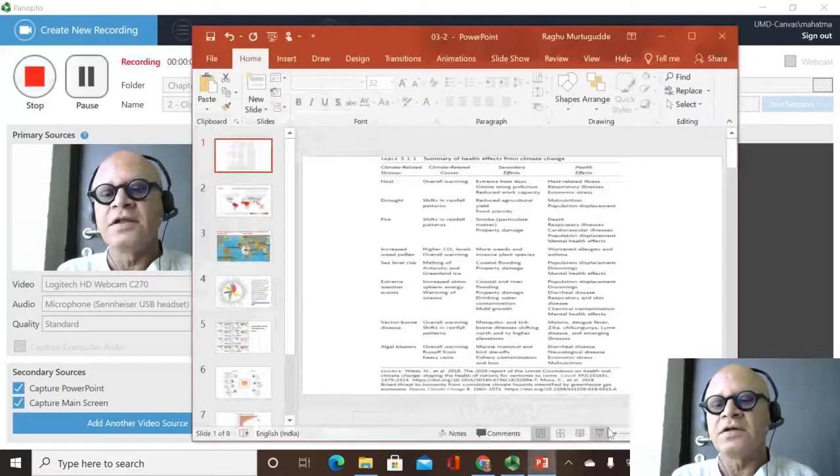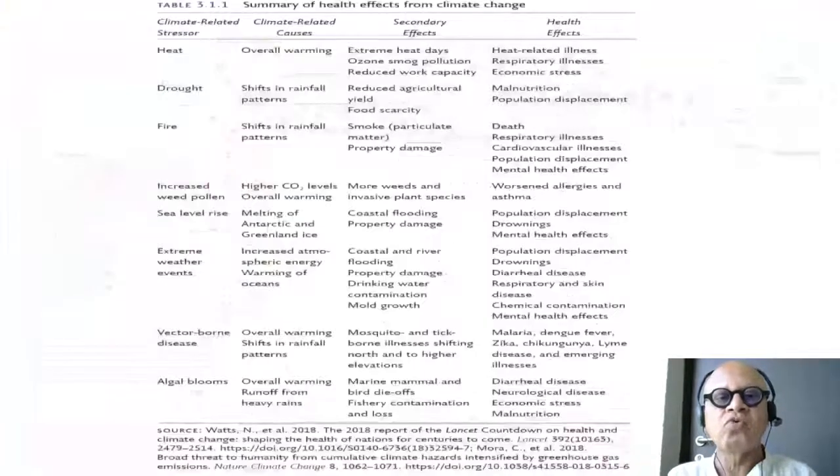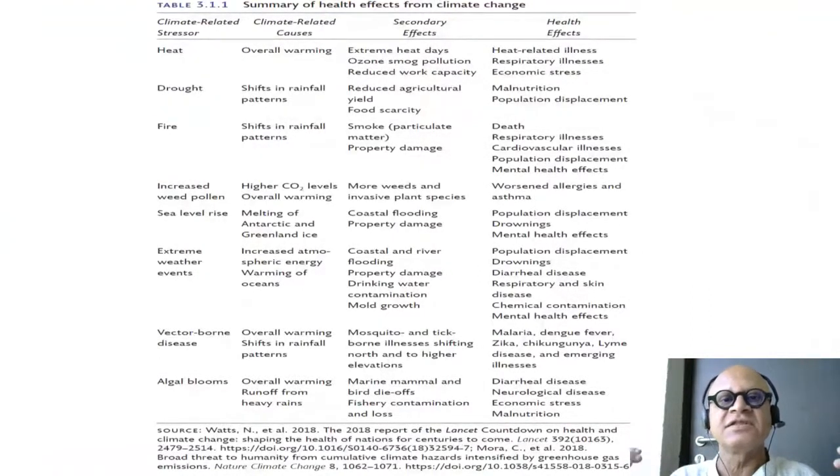Let's add a little bit more detail to how climate change cascades as multiple stressors into direct and indirect effects on human health. Climate-related stressors, we already mentioned: heat, drought, fire, pollution, pollen, sea level rise, extreme weather events, vector-borne diseases, and algal blooms. We will look at the details of each, as I mentioned.